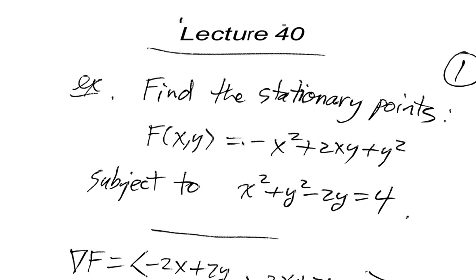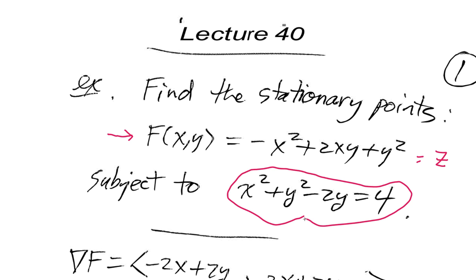Okay, let's do another lecture on constrained maxima and minima. Let's go ahead and find the stationary points. Capital F of x, y, so this is our objective function, so I should maybe call that z. That's negative x squared plus 2xy plus y squared, and then it's subject to this constraint here.